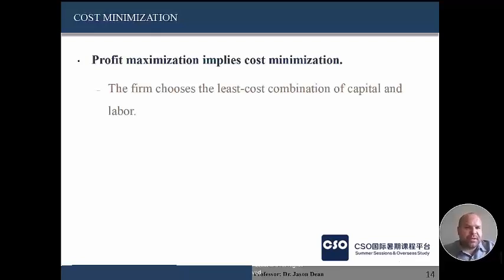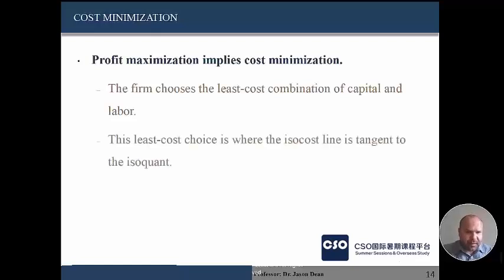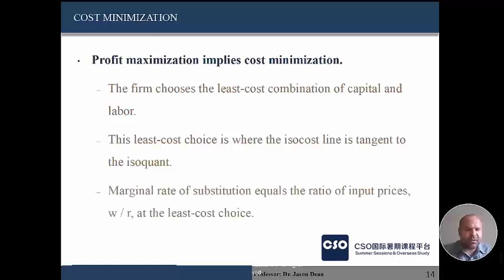So the firm chooses the least cost combination of capital and labor. This least cost choice is where the ISO cost line is tangent to the isoquant. So this is also where the marginal rate of substitution equals the ratio of input prices, W over R, at the least cost choice.